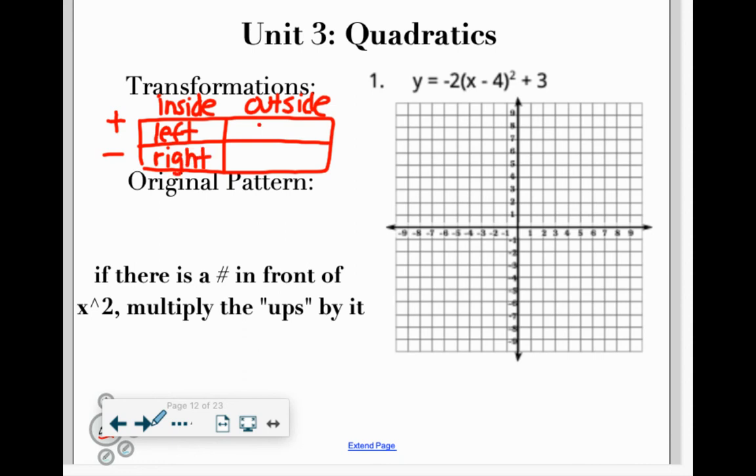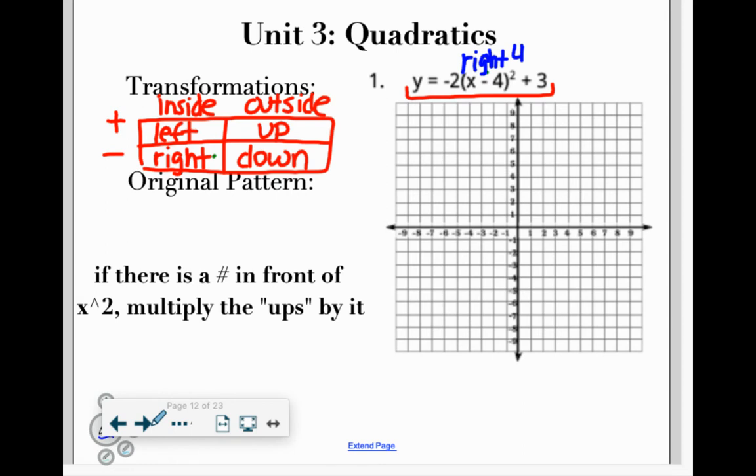A plus on the outside makes it go up. And a minus on the outside makes it go down. So you might want to pause the video and write that down. And then you might want to write down this equation I have over here, not necessarily the graph, but just this equation. This minus 4 on the inside, minus on the inside goes to the right. So that would be right 4.